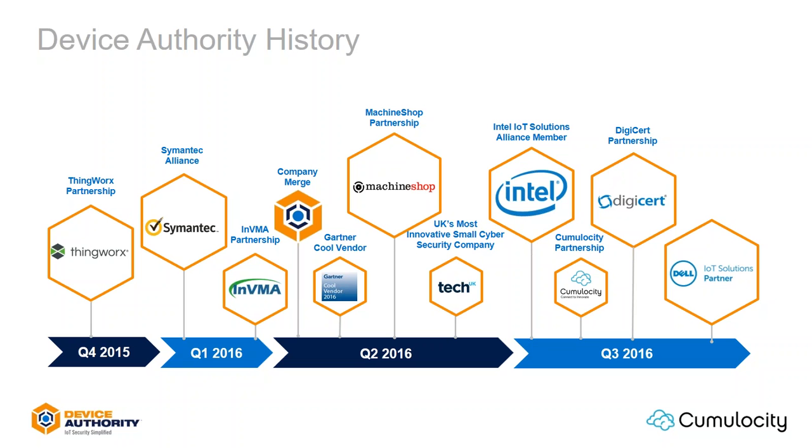Symantec and DigiCert, who really use the Device Authority solution to drive greater value around some of their existing PKI implementations. And there's also the big name hardware and chipset manufacturers that you can also see here, such as Intel and Dell, who we're working very closely with to provide certified security solutions for their particular products.